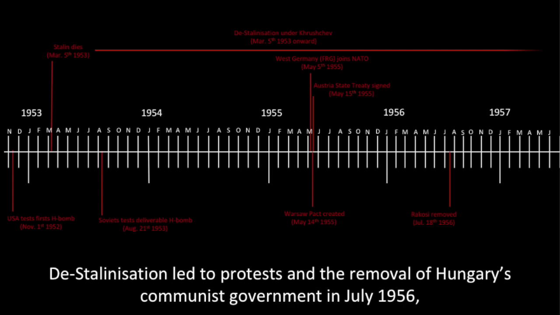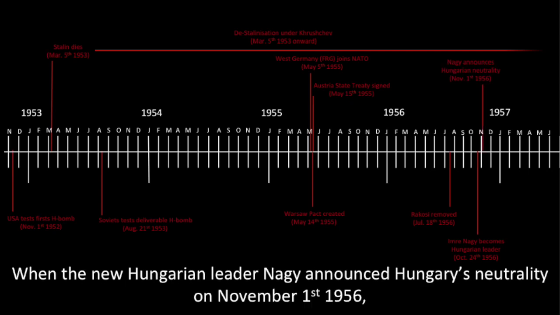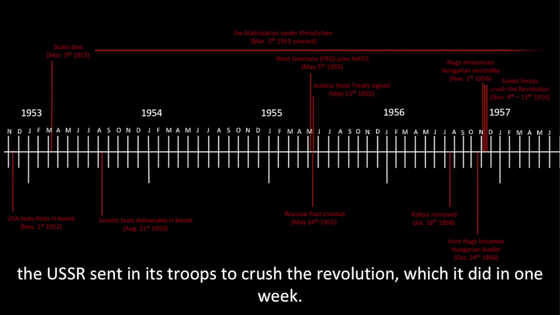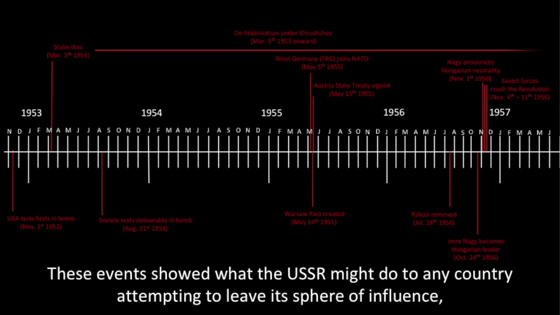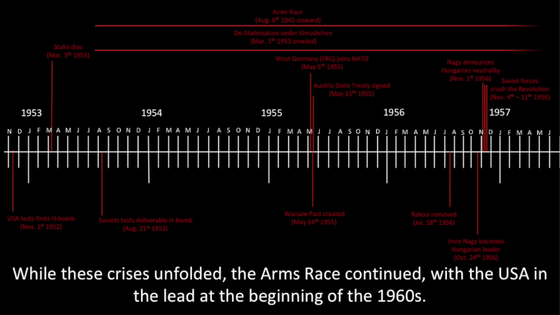De-Stalinization led to protests and the removal of Hungary's communist government in July 1956, replacing it with a nationalist and socialist government that October. When the new Hungarian leader, Nagy, announced Hungary's neutrality on November 1st, 1956, the USSR sent in its troops to crush the revolution, which it did in 1 week. These events showed what the USSR might do to any country attempting to leave its sphere of influence, and painted Khrushchev's Russia as a brutal regime. These crises unfolded. The arms race continued, with the USA in the lead at the beginning of the 1960s.